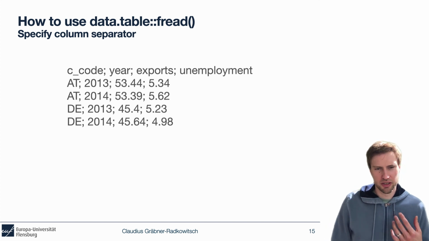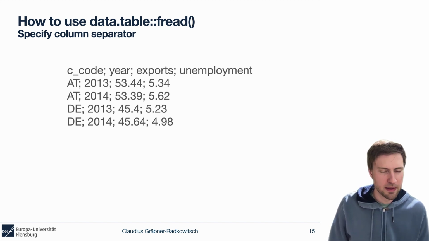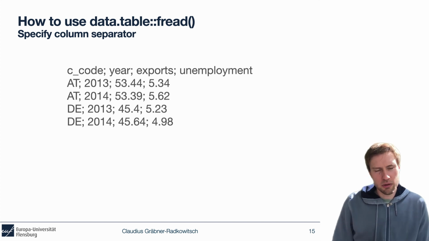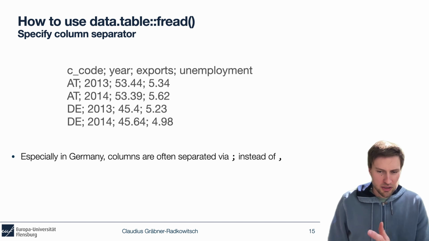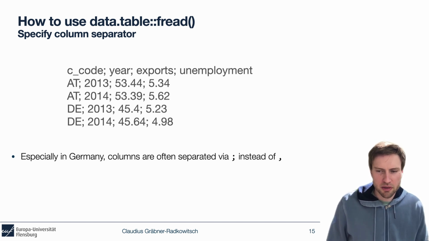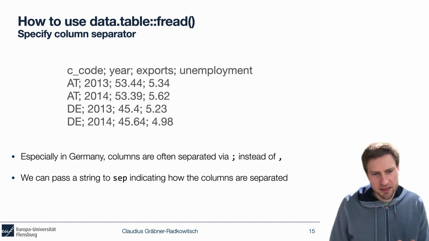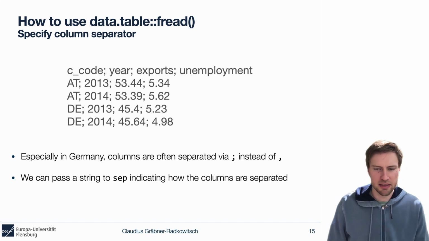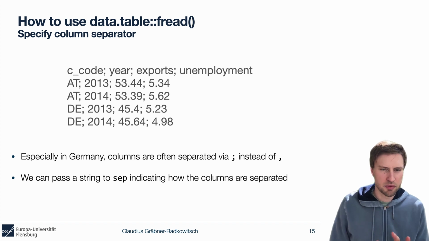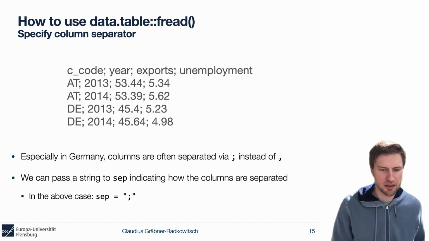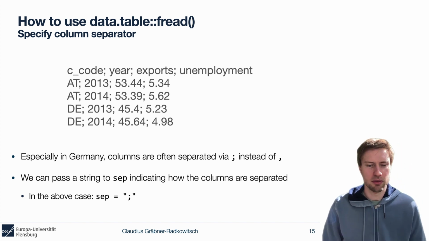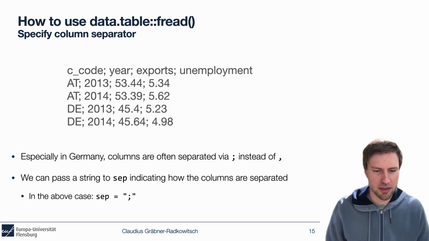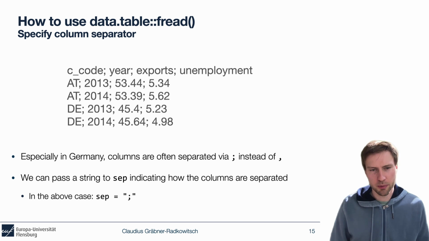Usually R is so smart to actually figure that out on its own. But this is just one example of how a data set could deviate from what we would usually expect. So here, the columns are separated by a semicolon instead of a comma. To be very explicit, we can pass a string to the sep argument indicating how these columns are separated. In this case, we would need to tell R, hey, columns are separated by a semicolon, so use the argument sep equals semicolon, supplied as a string.